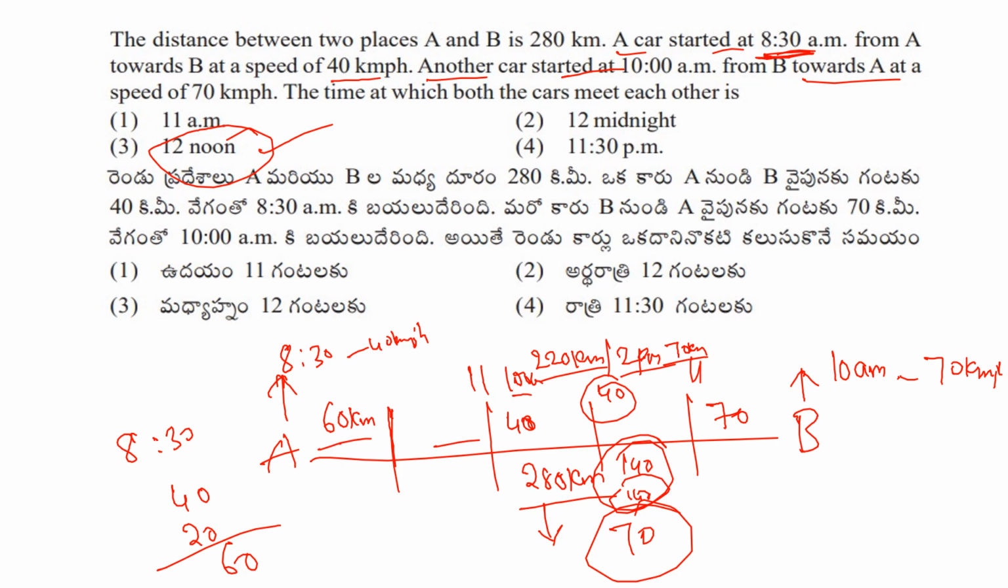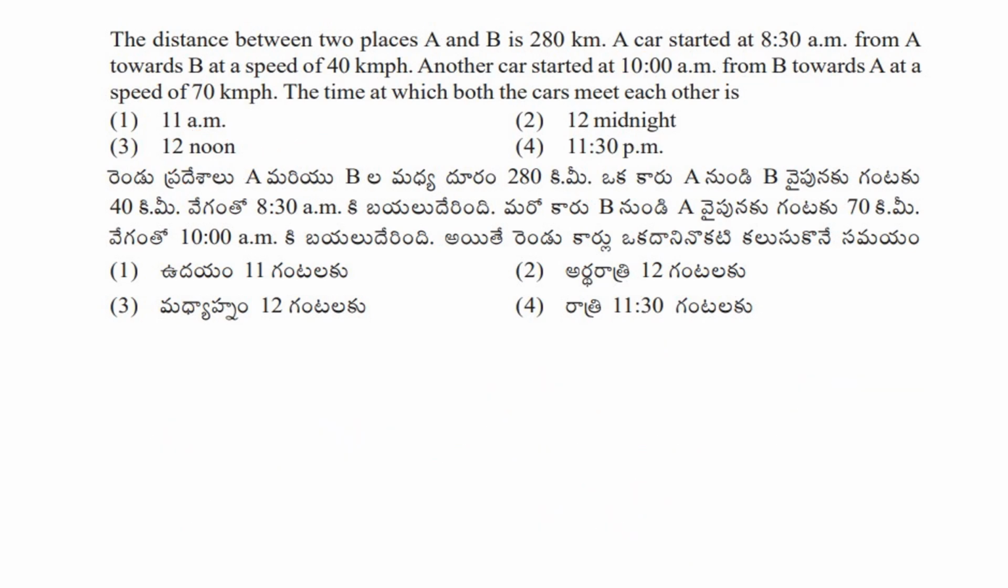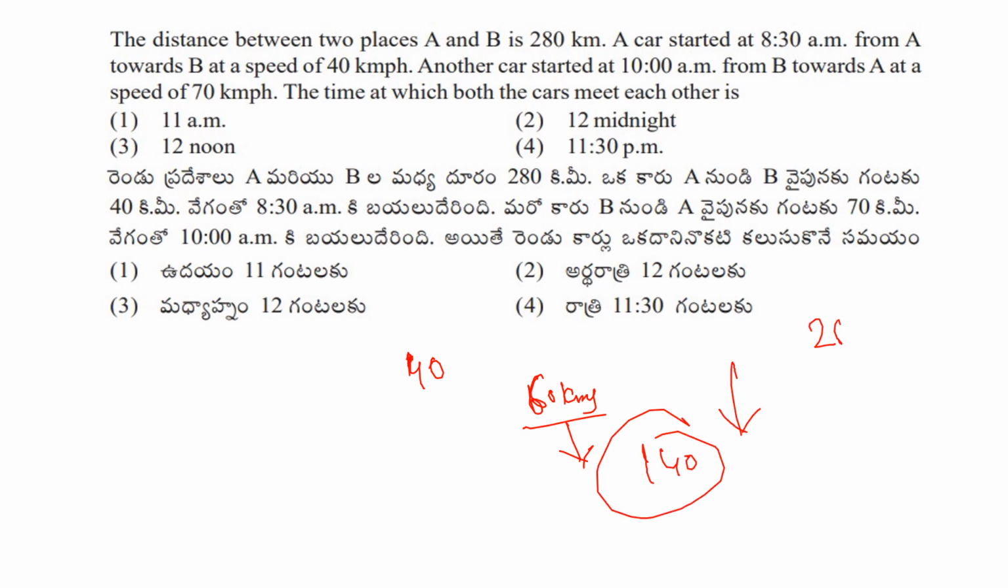This is the process. If you get any questions indirectly, then you have to follow this process. But if you want, you can do it like this as well, though it depends on the question. A travels 40 kilometers per hour, so before B starts, A reached 60 kilometers. After 60, the next 2 hours, 40, 40, 80, gives 140. Because 140 is the midline of the 280 kilometers total distance.